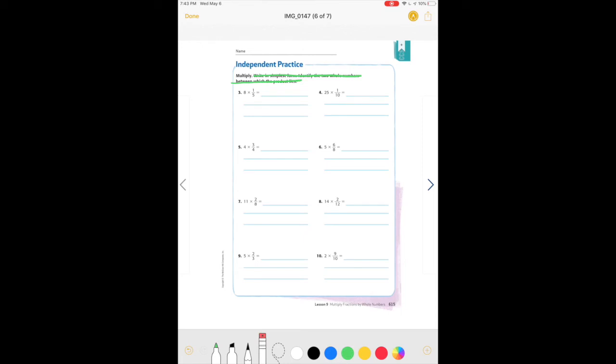Oops, actually, you need this part. You do need to write it in simplest form. But you do not need to identify the whole numbers. That's too much for right now, especially with e-learning. We're just going to focus on multiplying.